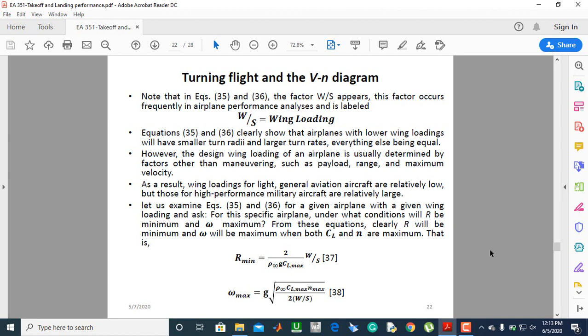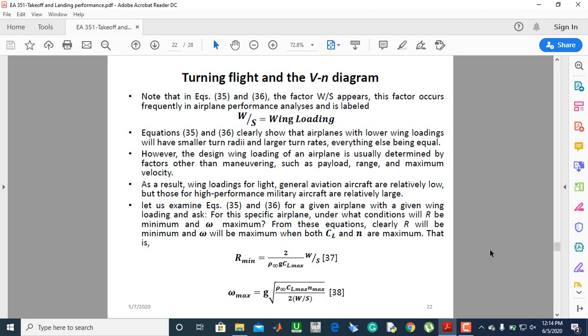So from equation 35 and 36, it can be deduced that an airplane with lower wing loading will have smaller turn radius and larger turn rate, everything else being equal. However, the design of wing loading of an aircraft is usually determined by other factors. So this is not your primary objective, to design an aircraft with higher wing loading, but this will come as a result of other factors such as maneuvering, how much payload can be accommodated by an aircraft, the range, and the maximum velocity.